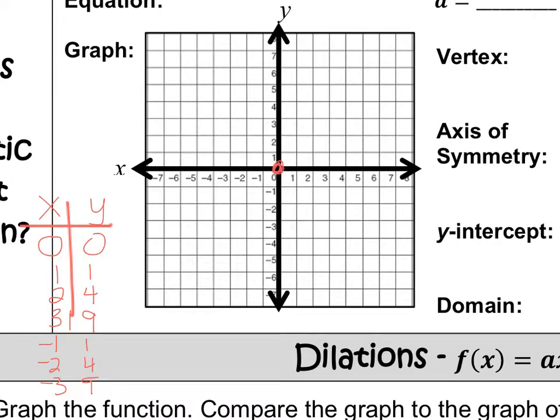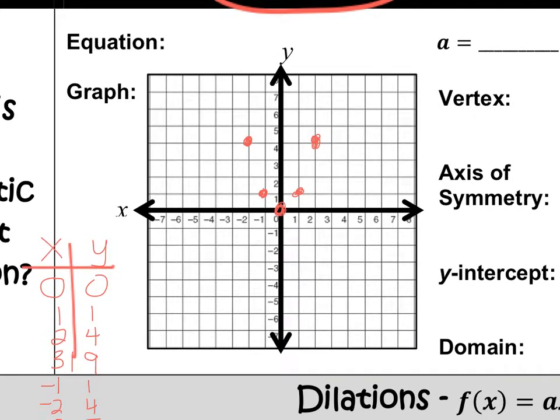So we've got 0, 0. We've got both 1, 1 and negative 1, 1. We've got 2, 4 and negative 2, 4. And then let's count on up. We have 3, 9. It'll be up here. And then we've got negative 3, 9. So now I can go ahead and draw my parent function.